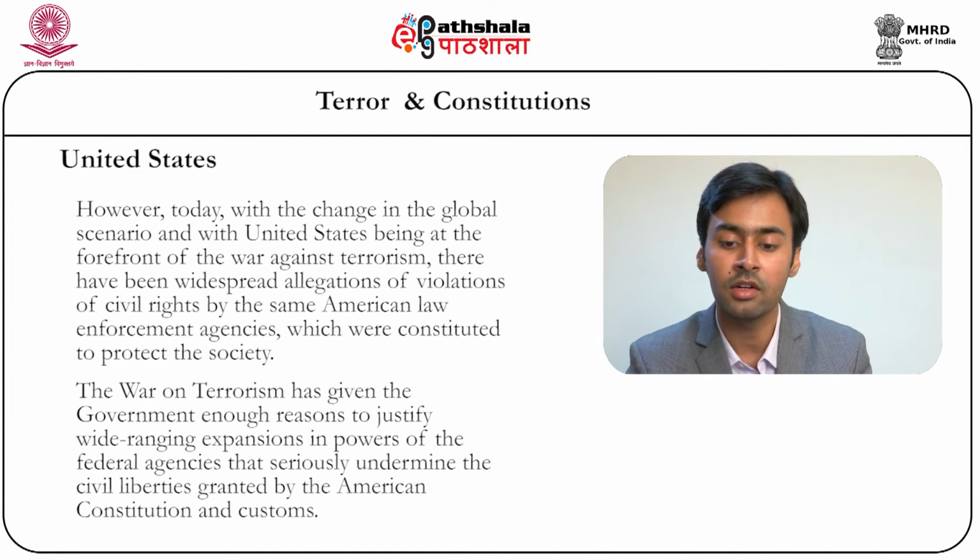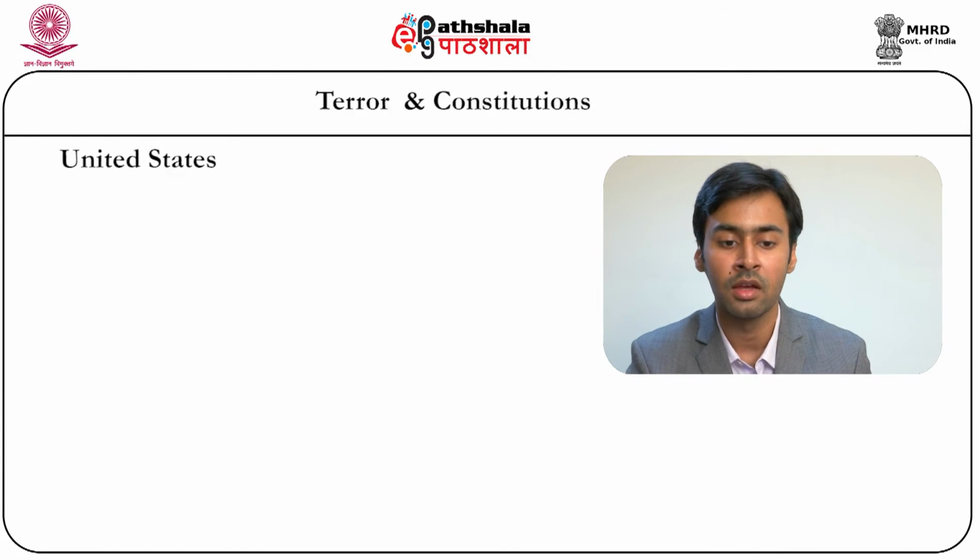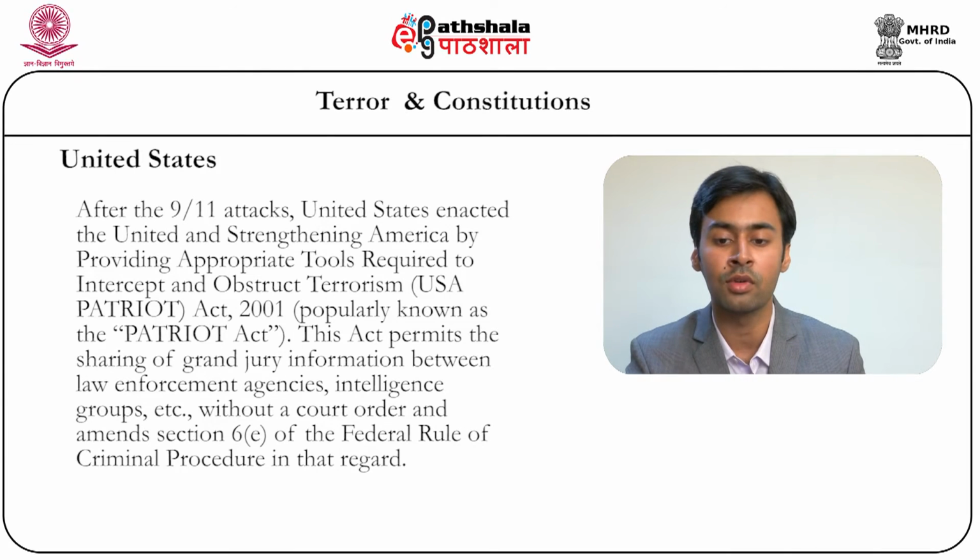The war on terrorism has given the government enough reasons to justify wide-ranging expansions in the powers of the federal agencies that seriously undermine the civil liberties granted by the American Constitution and the customs followed by it. In the year 1995, after the Oklahoma City bombing, the United States passed a controversial anti-terrorism legislation. It was titled Anti-Terrorism and Effective Death Penalty Act 1996, which was popularly known as the AEDPA. It, among other things, allowed the federal government to freeze assets of organizations designated by the Secretary of State as a terrorist organization. It also restricted the right to review for the convicts to challenge their conviction or terms of detention.